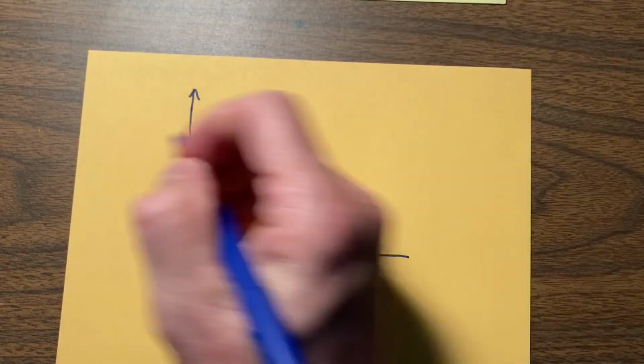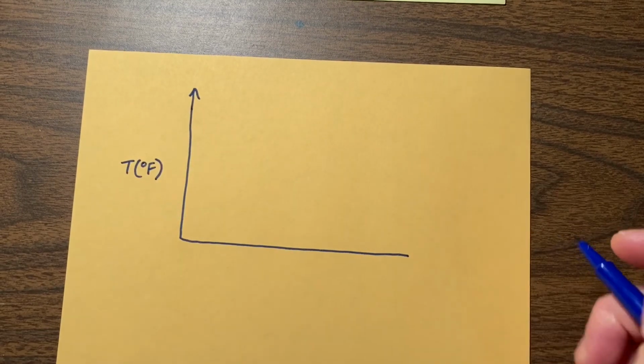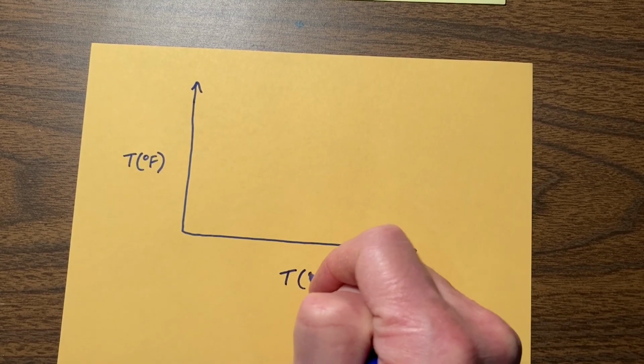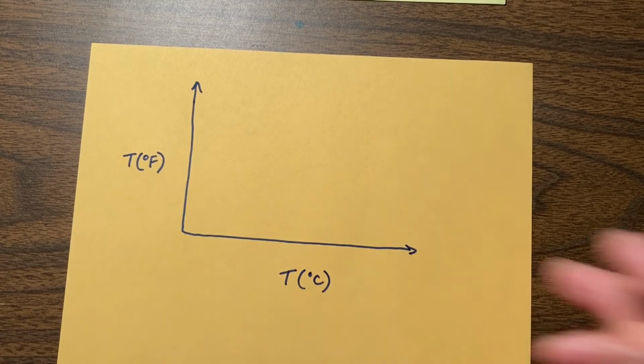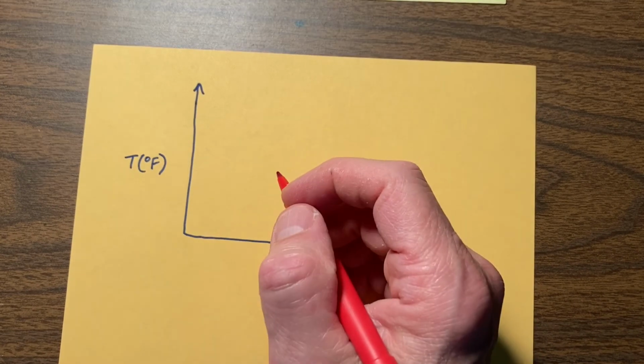And on this axis, I'll put the temperature in degrees Fahrenheit. And on this axis, I'll put the temperature in degrees Celsius. Let me get another colored pen here. And we know that there's a couple true statements about how these two scales relate.